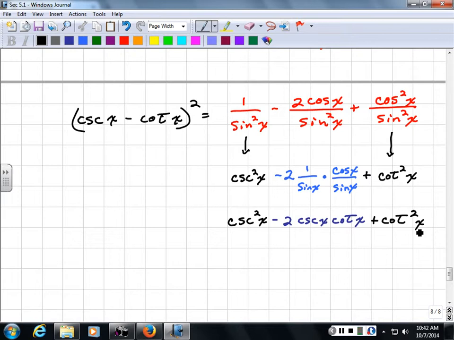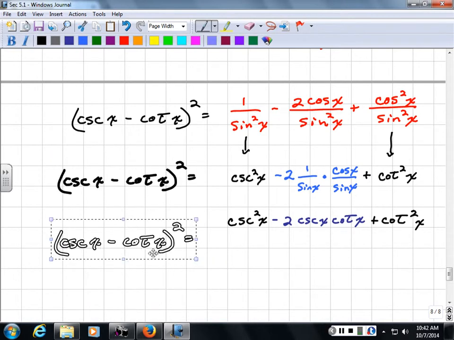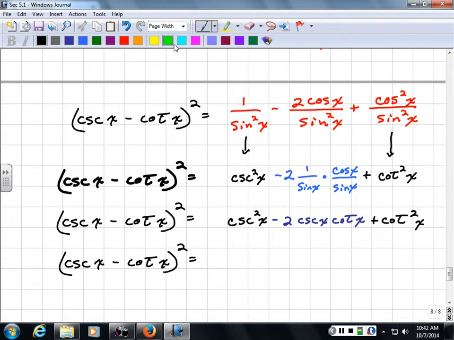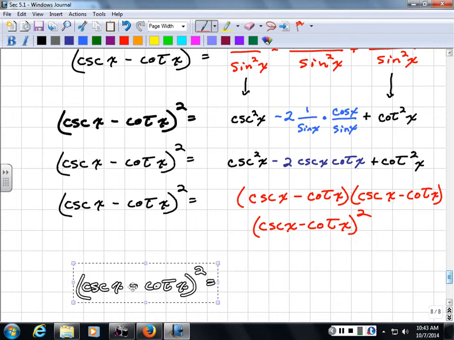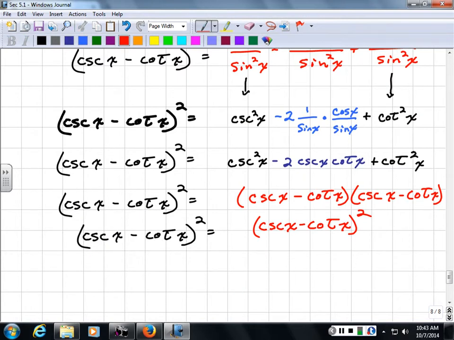And what is that? A squared minus 2ab plus b squared, right? Which means I can factor this thing. And don't forget, that means that if I go ahead and factor this on the right-hand side, it's going to be cosecant x minus cotangent x times cosecant x minus cotangent x, which is the same thing as saying cosecant x minus cotangent x quantity squared. There we go. And you could have simplified things differently and still come up with the same answer.